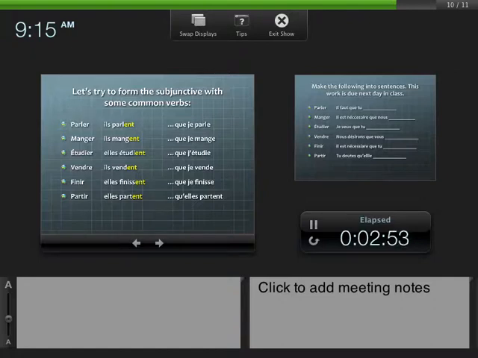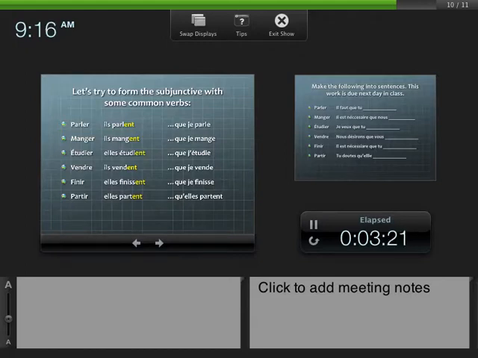So when we're taking notes, just to make sure we know we're talking about the subjunctive, we will stick que before the verb that's conjugated in the subjunctive. So with parler, we have que je parle. With manger, we have que je mange. With étudier, we have que j'étudie. With vendre, we have que je vende. With finir, we have que je finisse. And with partir, we have qu'elle parte.